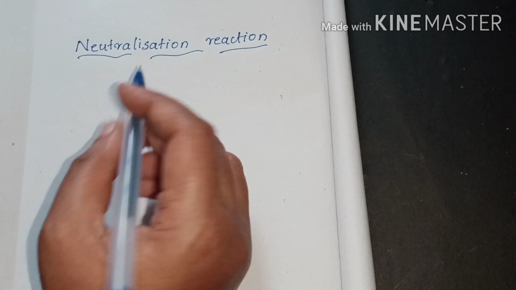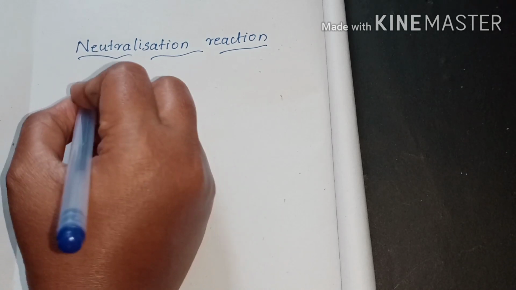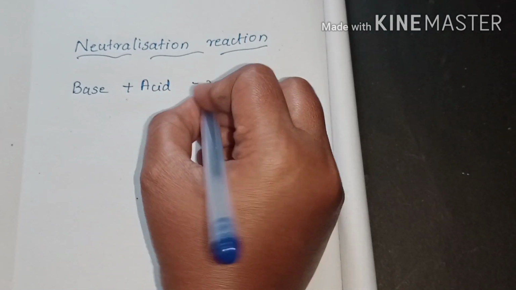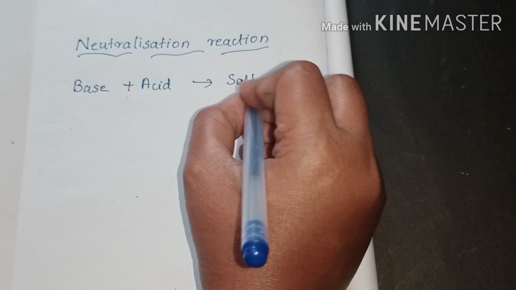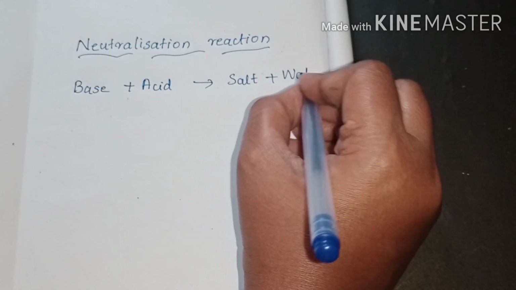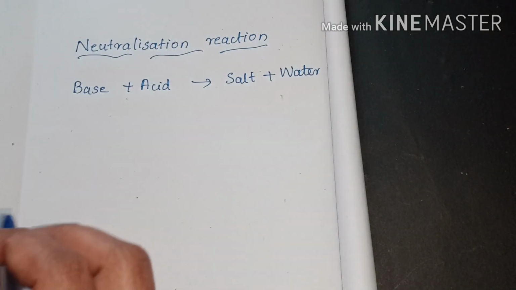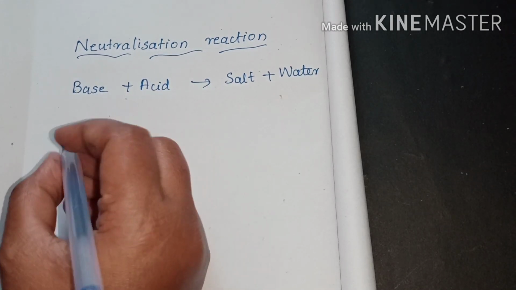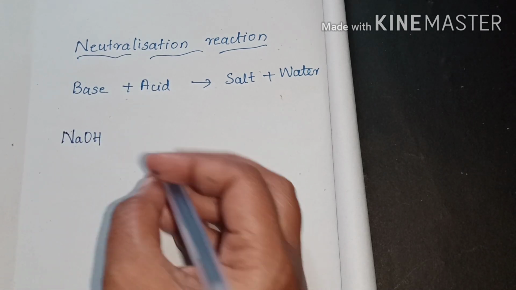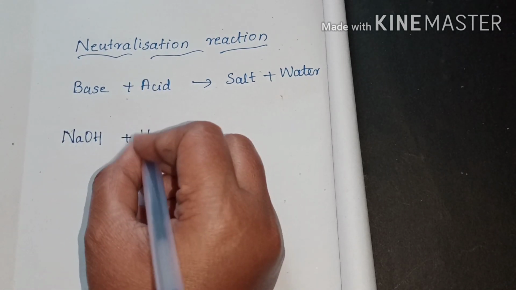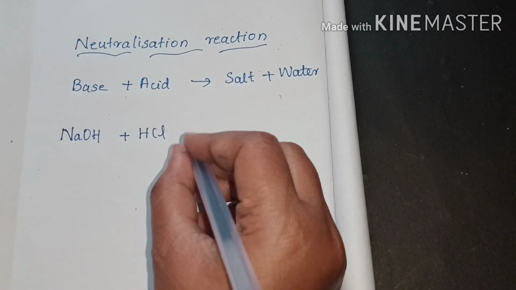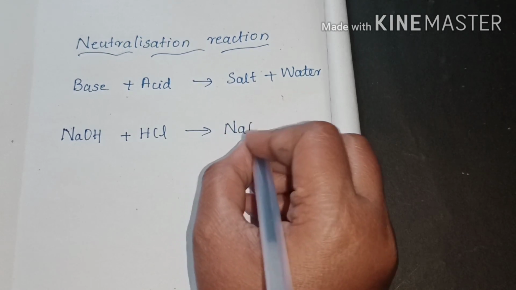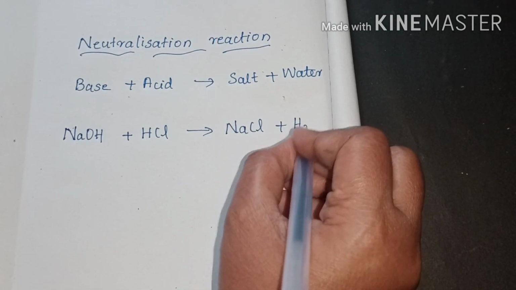In general, we can say that when a base reacts with an acid, we will get salt and water. For example, when sodium hydroxide, which is a base, reacts with an acid such as hydrochloric acid, we will get the salt, that is sodium chloride, and water.